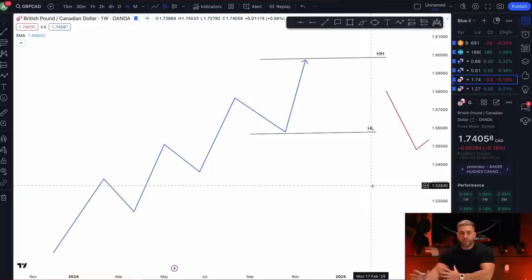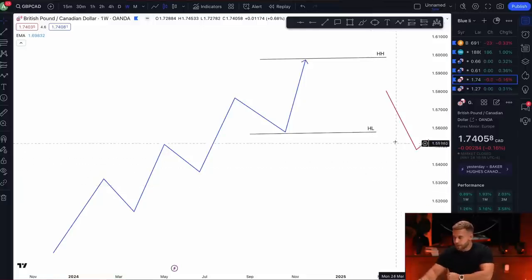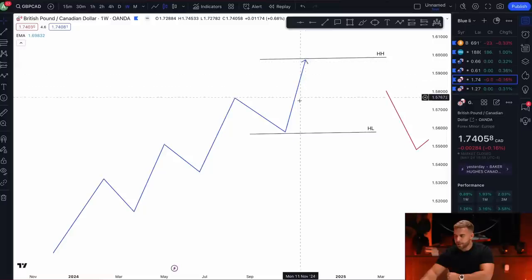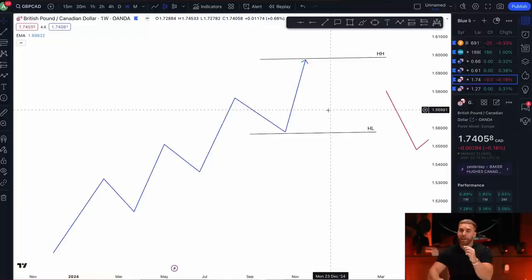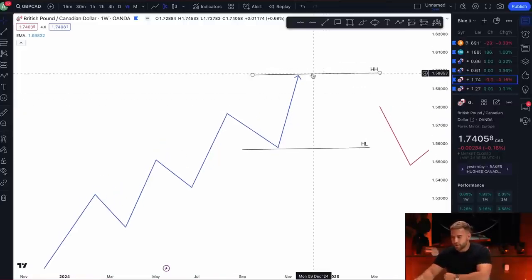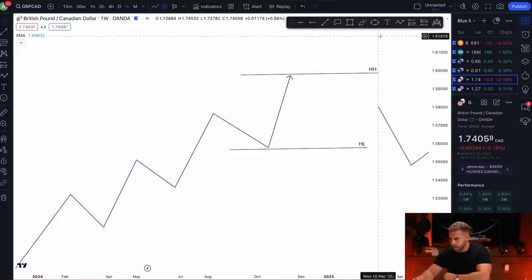Let me explain. So this right here is a perfect example of a bullish market. A bullish market consists of higher highs and higher lows. It is impossible to have a bullish market without higher highs and higher lows. And it is impossible to have a higher high without a higher low. It is impossible. You can only have a higher high if you have a higher low. So make sure you pause the video and write this down. So this right here is bullish because we are above the higher low and within the higher high.